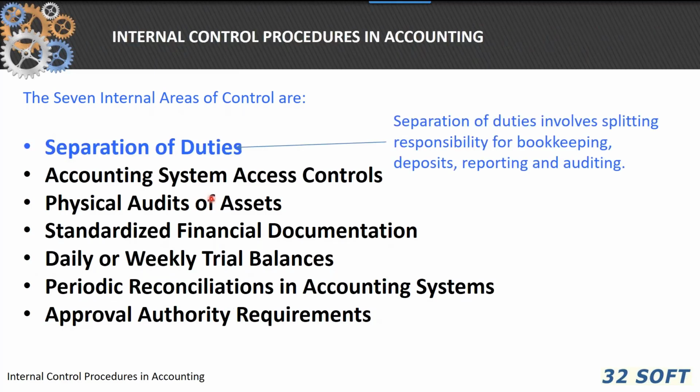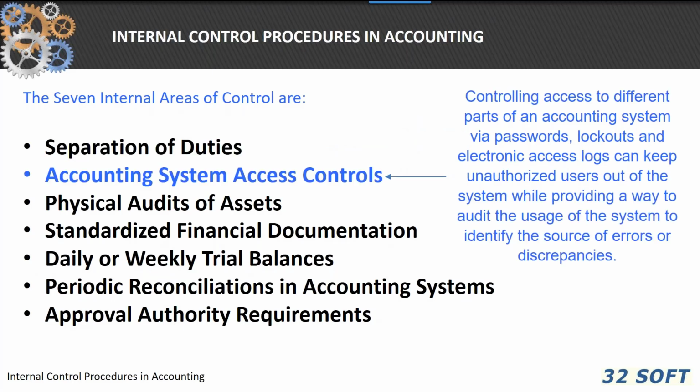So if we look at segregation of duties, this is basically splitting responsibilities for bookkeeping, deposits, reporting, generation of invoices, etc. We're not going to spend a lot of time on segregation of duties today, but later, probably in the spring, I'm going to talk about both segregation of duties and electronic signatures. We talked extensively last week about access and controlling access to the system by users with passwords, etc.